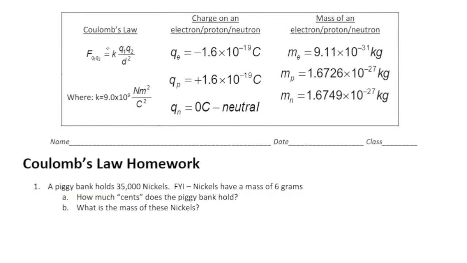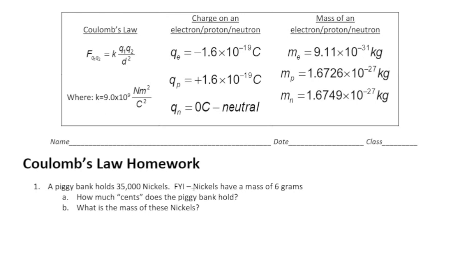So first thing you're going to notice is that on this page, I give you a bunch of information up here. I tell you what Coulombs Law is. I tell you what the K value is in Coulombs Law, that constant. I tell you the charge on an electron, proton, and neutron, and then the mass of an electron, proton, and neutron.